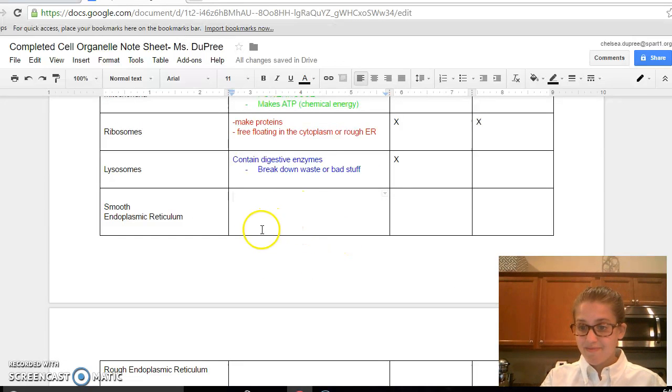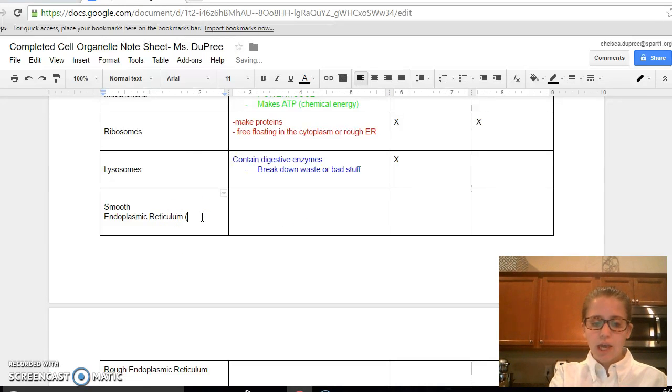Smooth ER. Okay, now over here beside endoplasmic reticulum, write ER, because that's really what you're going to see it as most times, but it is important that you get yourself accustomed to seeing it written as the endoplasmic reticulum.